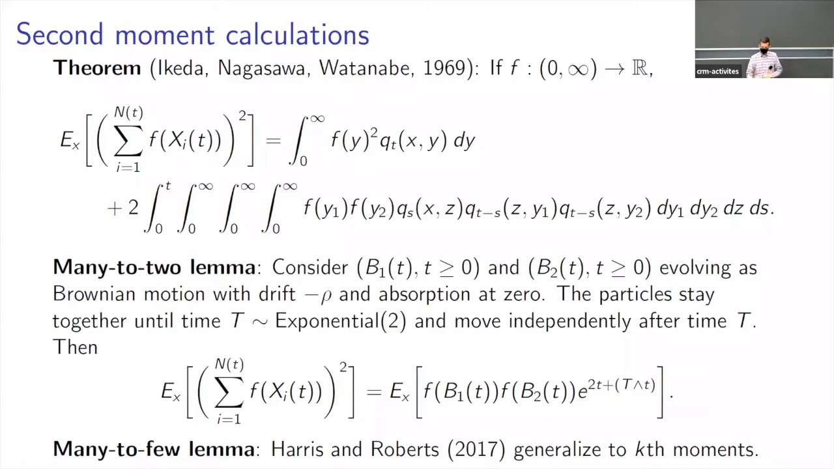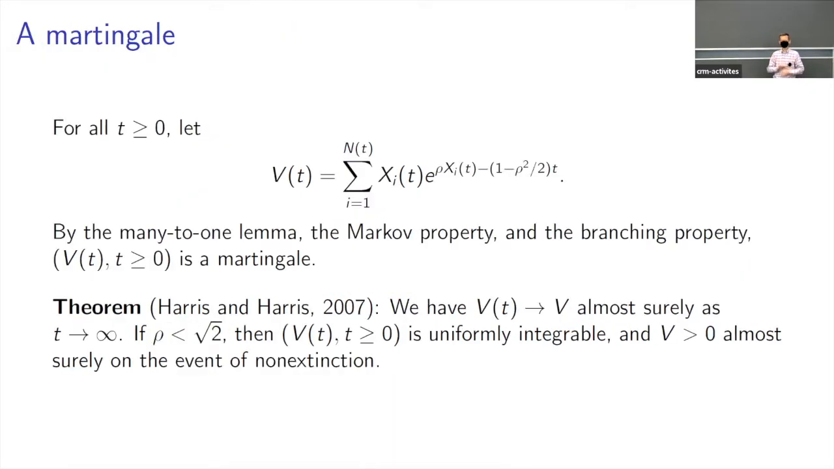Again, the basic point is that in principle, one can calculate this second moment by making a calculation that just involves two Brownian particles. That's why it's called the Many-to-two lemma. There's even a generalization due to Harris and Roberts called the Many-to-few lemma, which generalizes this idea to kth moments. Next, I want to introduce a useful martingale that's associated with branching Brownian motion with absorption.